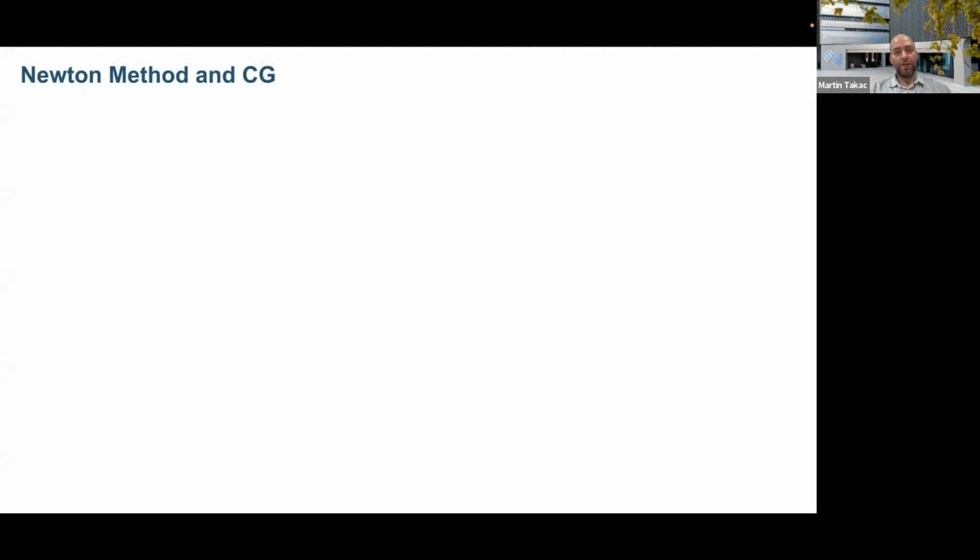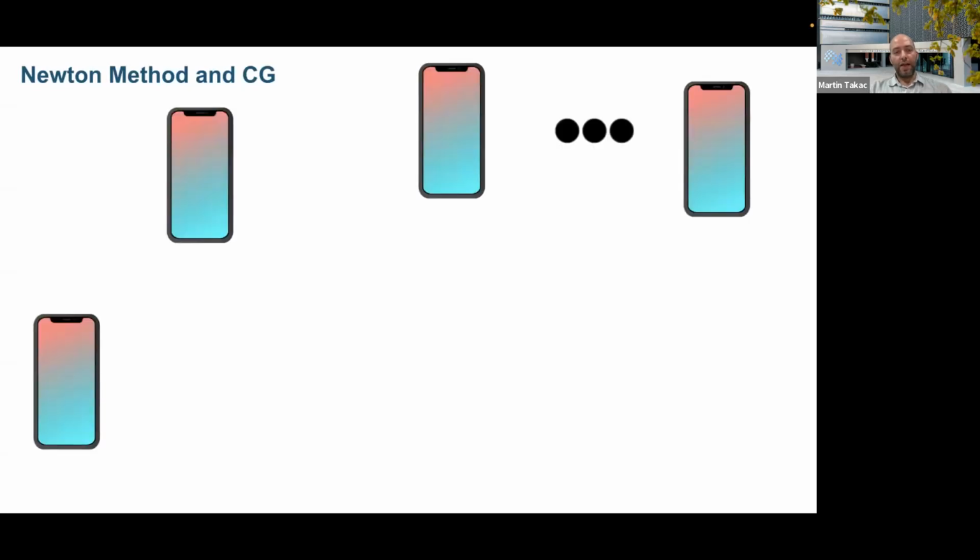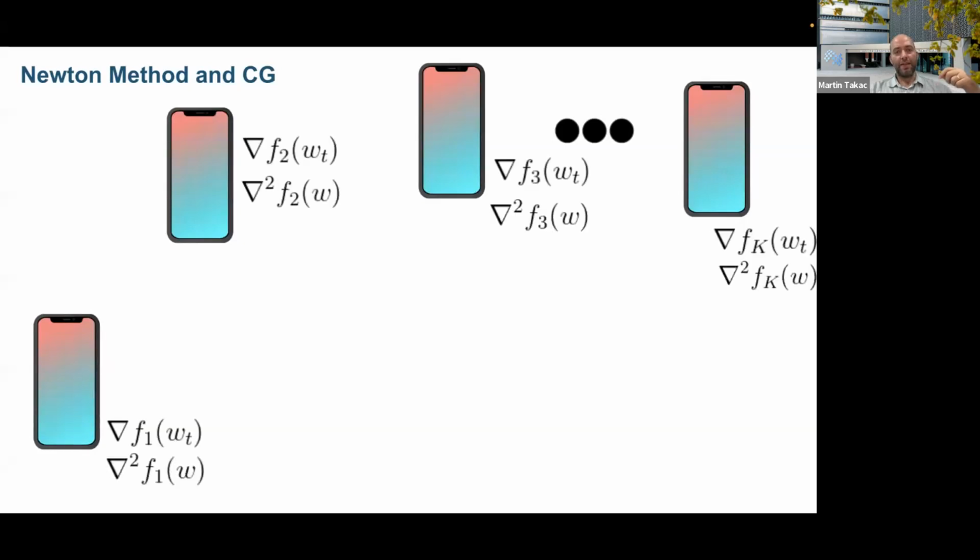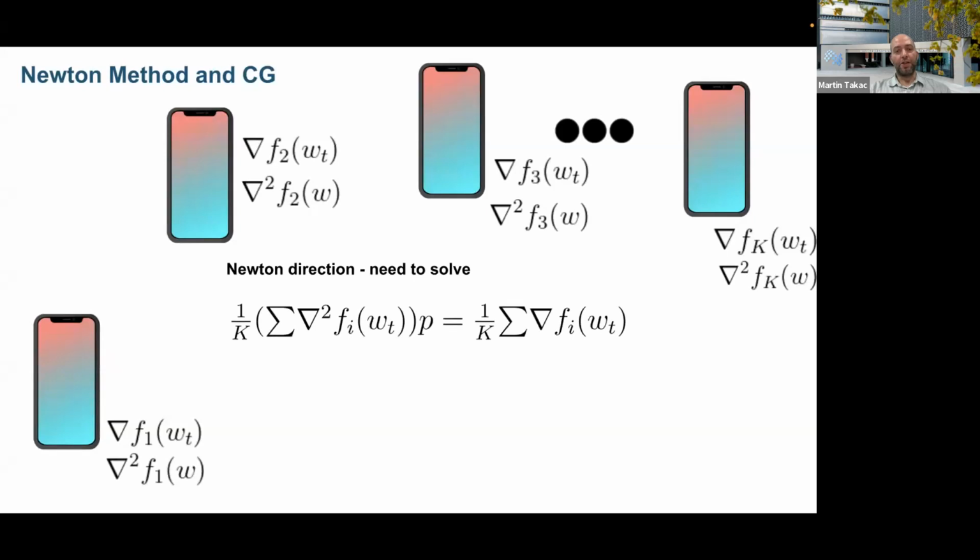Let's think about the Newton method and CG. So imagine I have these K devices. Each of them can compute the gradient, and maybe they can also compute the Hessian. So the Newton direction: I want to use the Newton method to minimize this function. You still need to compute the average of the Hessians, and then the average of the gradients. And afterwards, I want to solve this system of linear equations to find p.